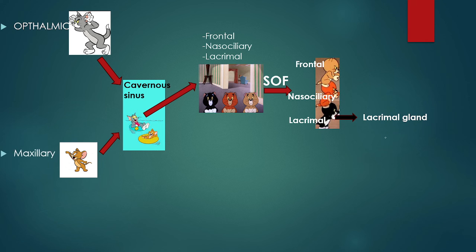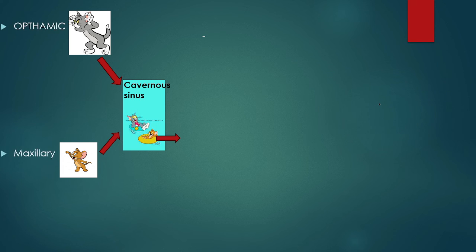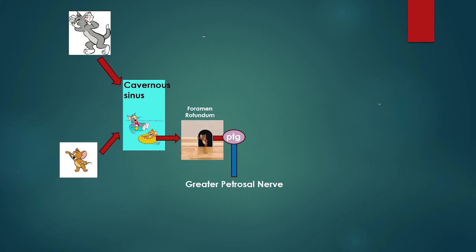Okay, now next is the lacrimal branch. Simple. Lacrimal branch enters the lacrimal gland. Simple. It innervates the lacrimal gland. Now we'll discuss the Jerry, that is the maxillary branch of the trigeminal nerve. Same way, it passes through the cavernous sinus and then it enters the foramen rotundum.